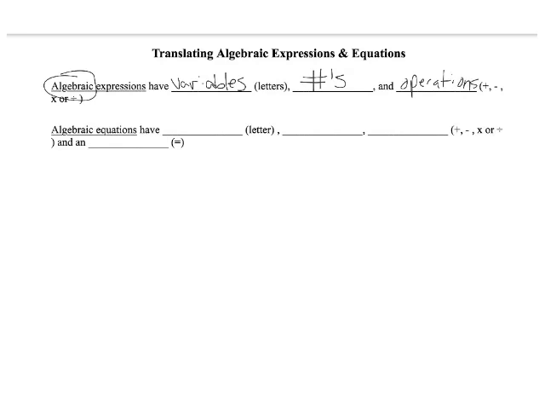Now, the difference between an expression and an equation: it's all going to be the same. So it's also going to have variables, and it's also going to have numbers, and it's still going to have operations. The difference is it's also going to have an equal sign. That's the difference between an expression and an equation.